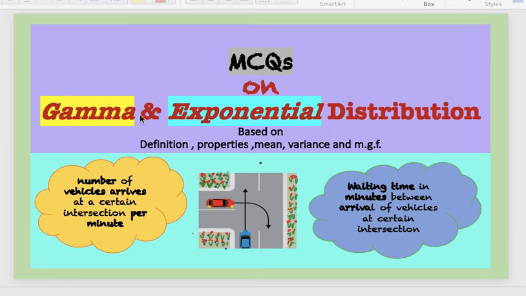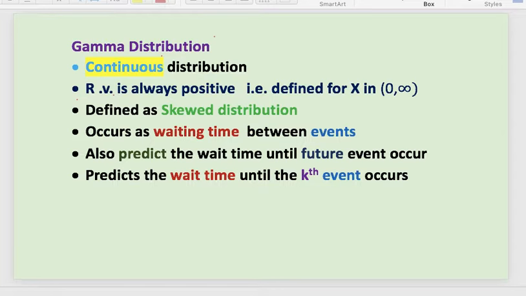Hello everyone. In this video I am going to take up MCQs which are based on gamma and exponential distribution, and for that first we will look into the important formulas and definitions which are very useful. Gamma distribution is a continuous distribution and it is always positive, defined on 0 to infinity.